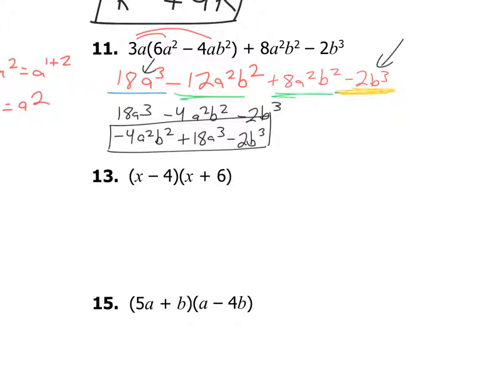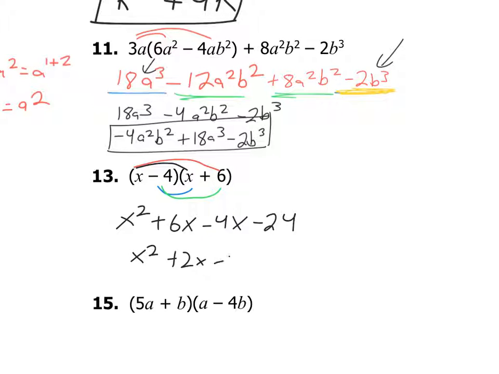Two binomials, we use the FOIL method. So FOIL, F stands for first, O stands for outer, I stands for inner, and L stands for last. So first terms would be x times x, which would be x squared. Outer terms would be x times 6, which would be 6x. Inner terms would be negative 4 times x, which would be negative 4x. And last terms would be negative 4 times 6, which is negative 24. If we combine our like terms, we get x squared plus 2x minus 24. And luckily for us, this is already in standard form.